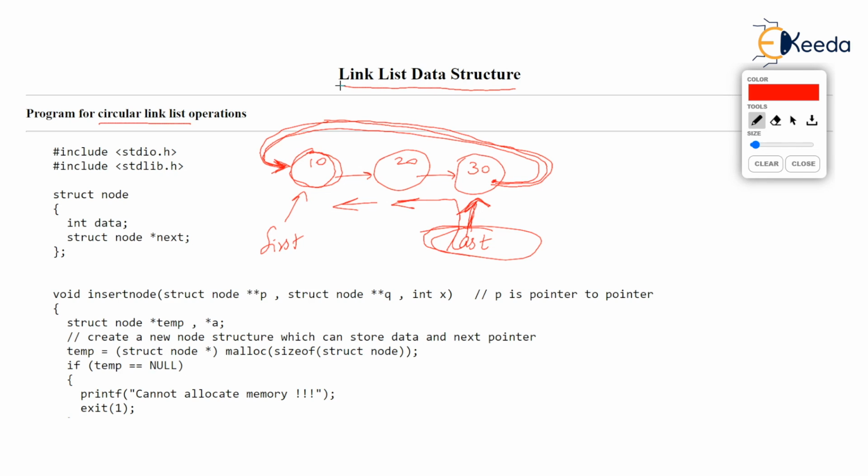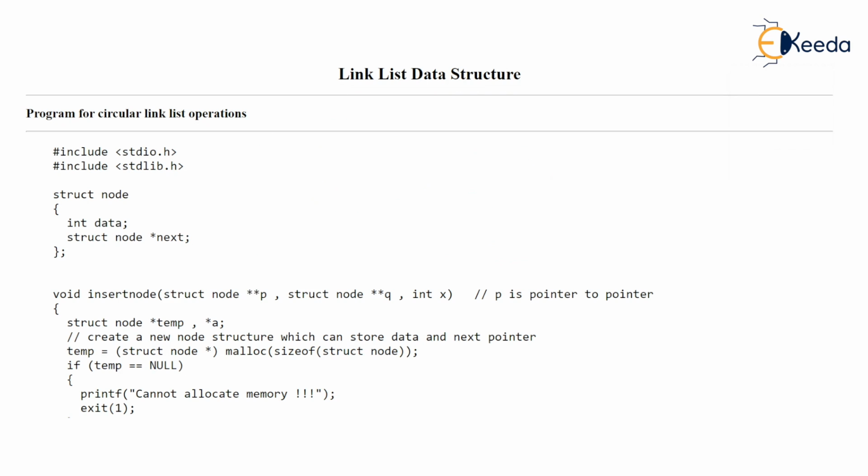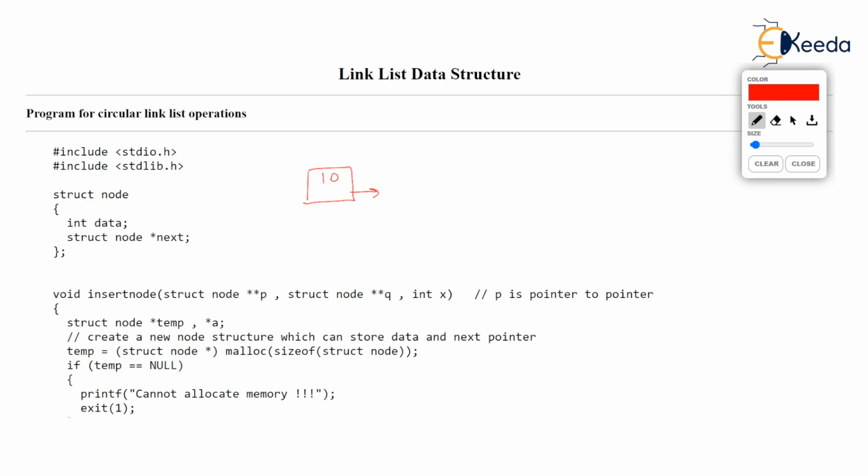Let's see, in short, just a summary of what will be the insertion in a circular linked list before we read the code. Just assume for some time that we have already inserted some nodes in a circular linked list, where every node is having a next pointer which stores the address of the next node, and the next pointer of the last node, where last is pointing, points back to the first node, and first is pointing to the very first node.